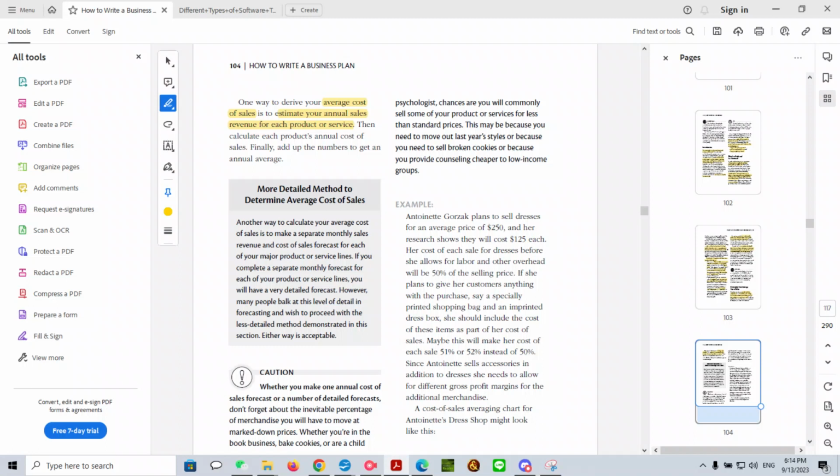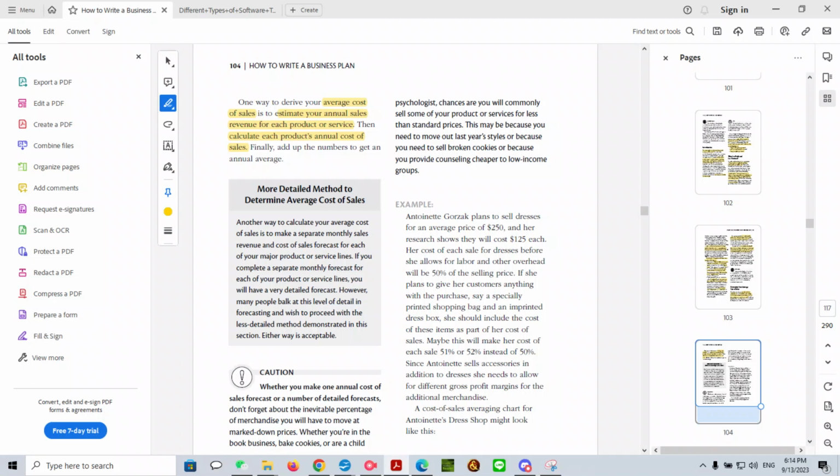If we have more than 1 year, we add up the total cost per year, and add up all the costs for all the years, and divide it by how many years. So if it's 1, 2, or 3, you divide it by how many years. Then you calculate each product's annual cost of sales. So what does it cost to produce the sale? So you have your revenue of the product or service, and then you subtract the cost of getting the sale. Then we have a gross profit.